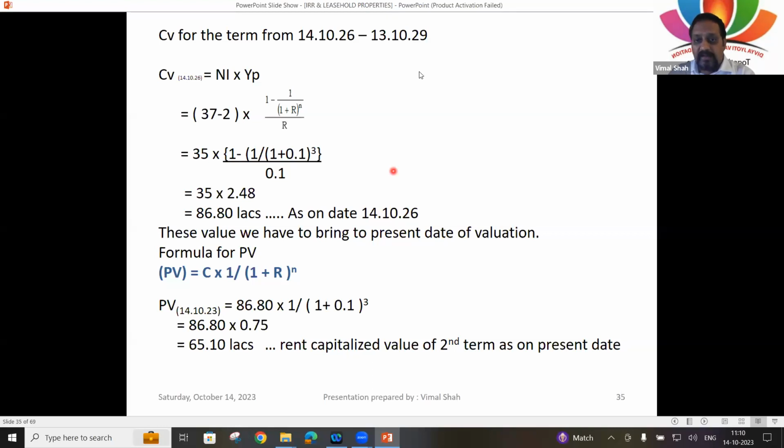But when are we doing valuation? We are doing valuation on 14/10/23.